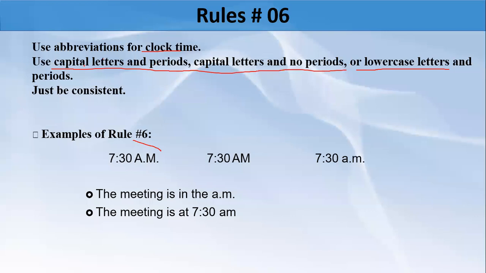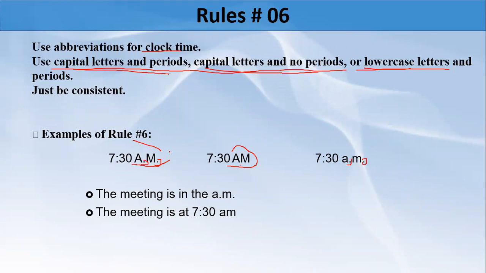Like we have got three rules. Rule number one, capital letters and periods like this: capital letter, period here, and at the end as well. Capital letters and no periods: 7:30 AM without any period here, without any full stop. And lowercase letters, small letters, and periods like this. Okay, we can see the periods here.